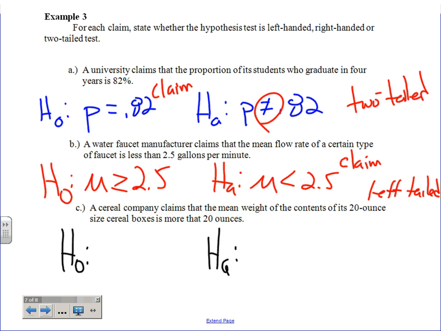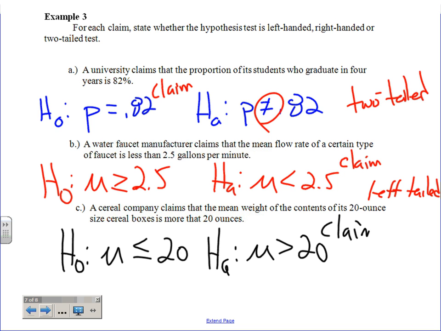All right, this is a mean again, right? Mean. Mean. We know there's an equal to on this thing. More than, so it's less than or equal to 20. And this is more than 20, and your claim is once again over here, right? So it's a right-tailed.